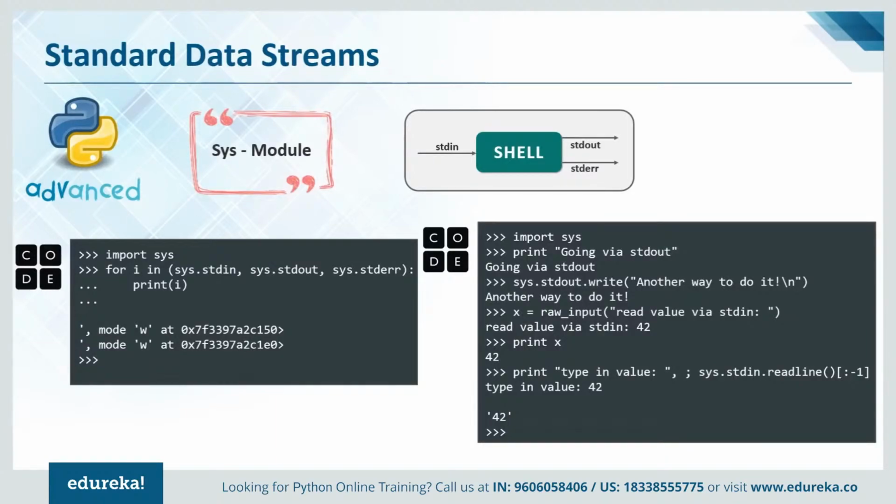Then we have x is equal to raw_input. It says read value via std_in. Again, the value read is 42. As soon as we print, x becomes 42, and x is printed.